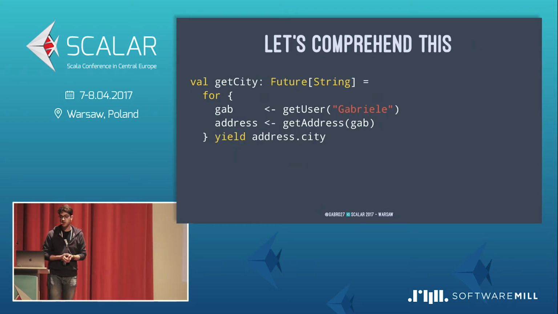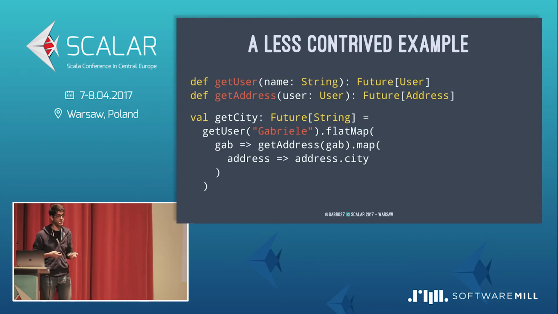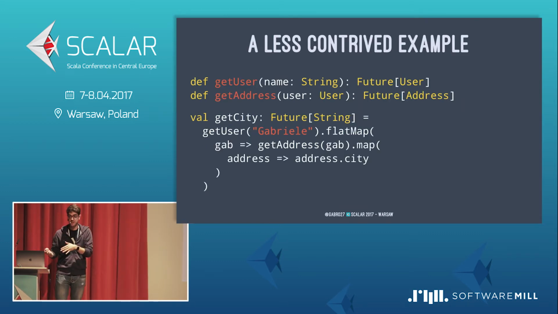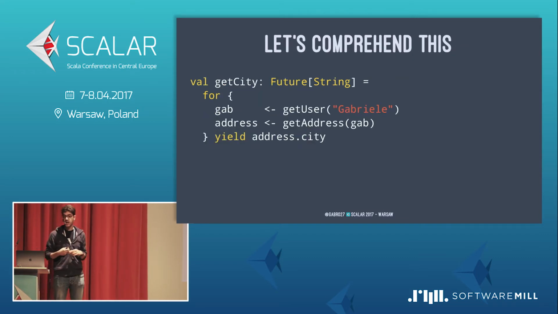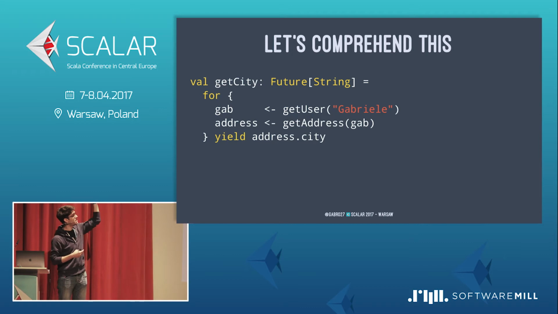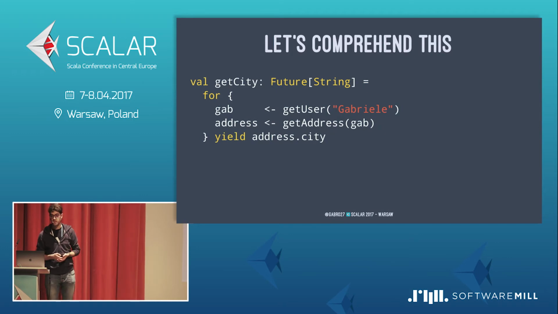You may have seen this. Maybe some of you didn't know that behind it is just a bunch of flatMaps. There's actually a step of the compiler that translates this code into this code, more or less. And you can do this. You get the user, there it is. You get the address, there it is, and then you extract the city. Same code, exactly the same code, just written in a different way.